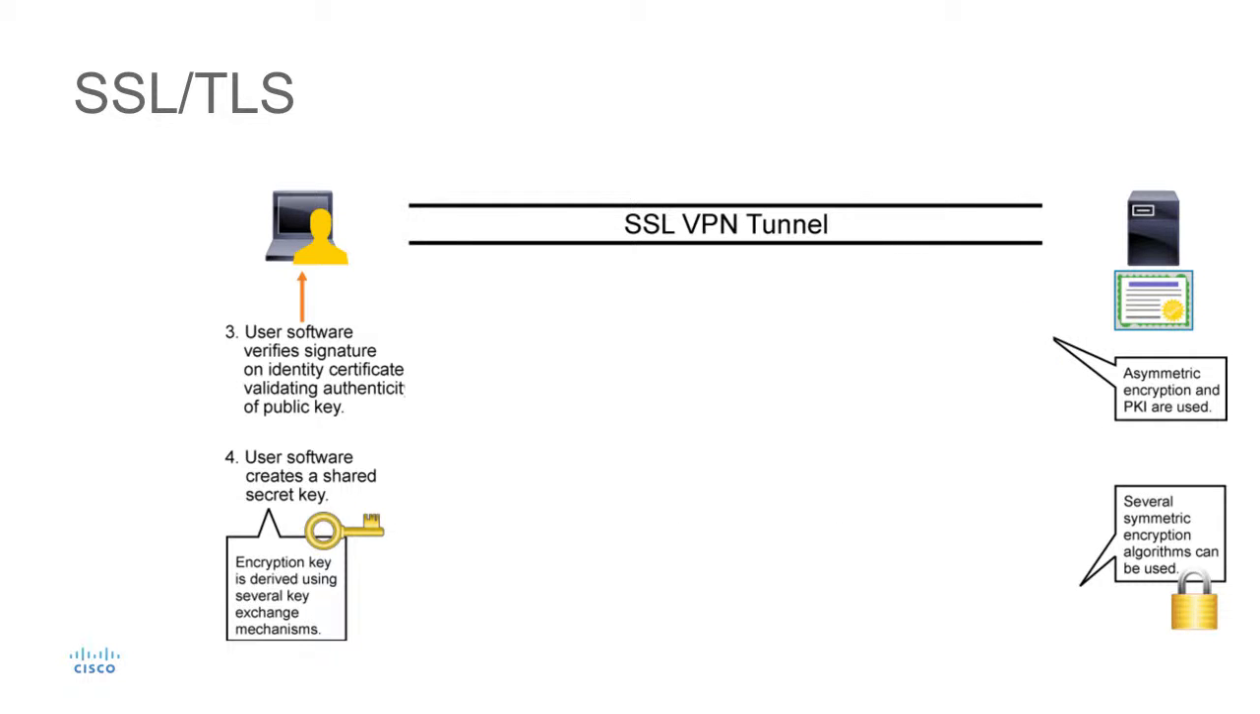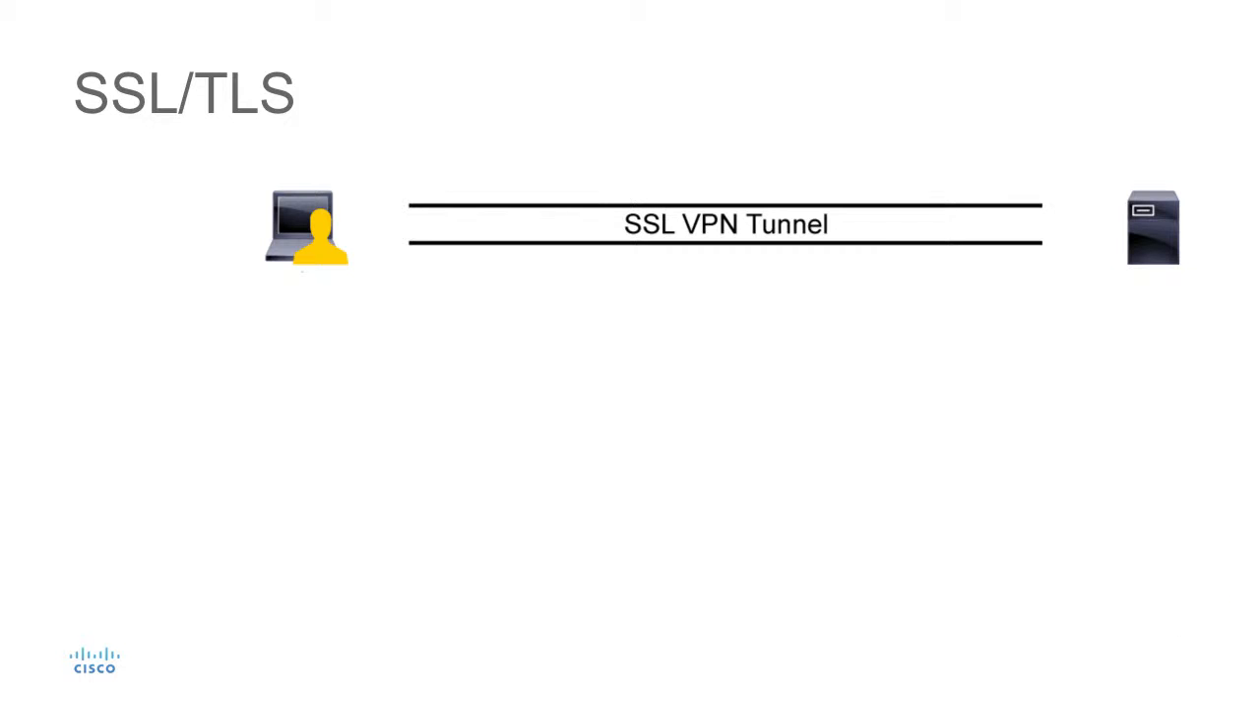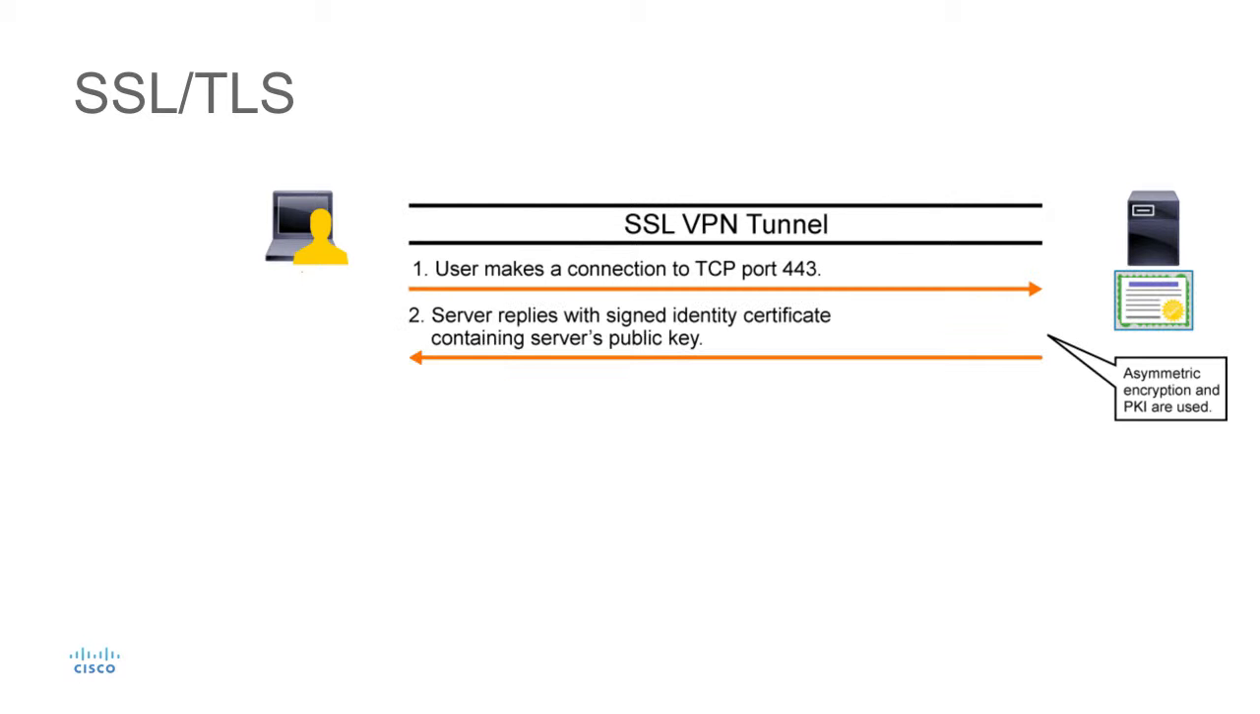Well, here's a use case for public key cryptography. In this example, we have a user who is making a connection to a server, building an SSL VPN tunnel. In the first step, the user is going to connect on TCP port 443, and of course that's the well-known port that's used for HTTPS, which we know uses SSL or TLS. And in this case, the server is going to reply back with his signed identity certificate. That identity certificate contains the server's public key.